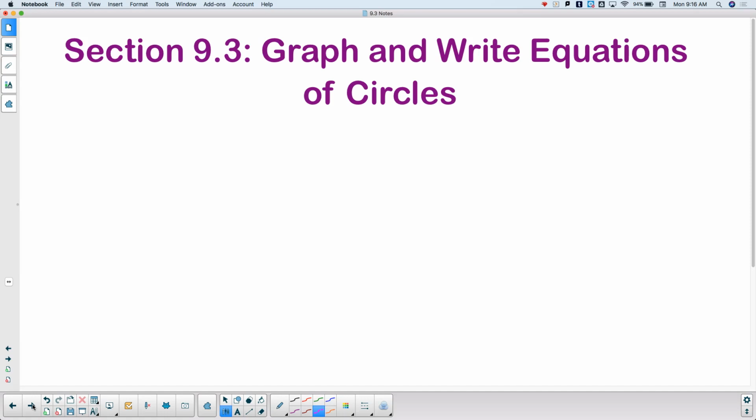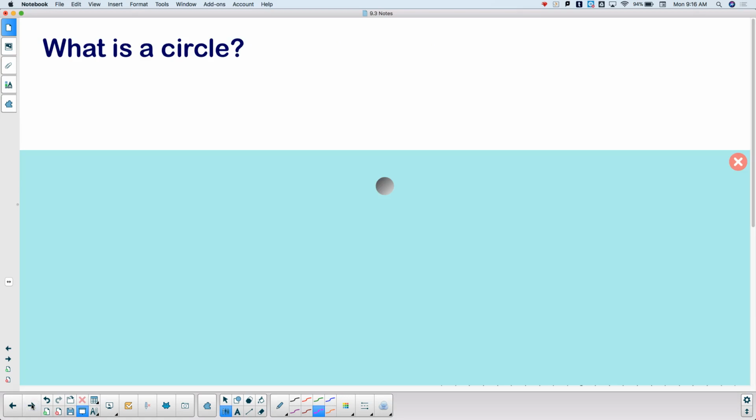Okay? Circles are the easiest one of the 4 because there's not much involved with it. There's no focus, there's no directrix, there's no axis of symmetry and width and all that kind of stuff. It's just a circle. Okay? All right? So we can go through this section a little faster. So let's start with what a circle is.